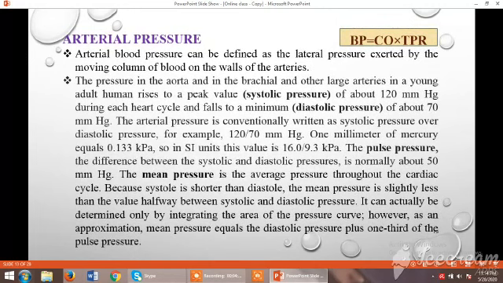Now we need to understand blood pressure. To know about blood pressure, first we must know the definition: what it actually is. Blood pressure is the lateral pressure exerted by blood on the vessel wall while flowing through it. Arterial blood pressure can be defined as the lateral pressure exerted by the moving column of blood on the wall of the arteries, and this blood pressure equals CO times TPR, that is cardiac output and total peripheral resistance.